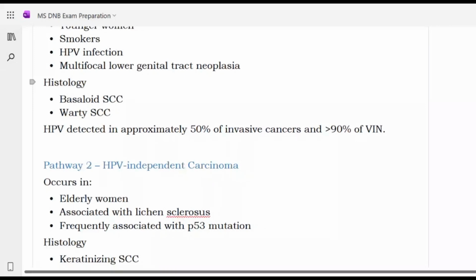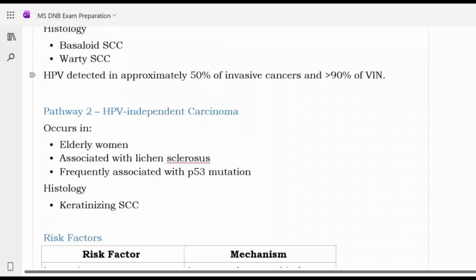Another pathway for development of carcinoma of vulva is HPV independent carcinoma. This is associated with Lichen sclerosis. It is seen in elderly women, associated with Lichen sclerosis and frequently associated with P53 mutation. This is very important. So this LS associated or HPV independent pathway is associated with P53 mutation, and histologically it is a keratinizing squamous cell carcinoma. While here it was basaloid and Warty squamous cell carcinoma when it was associated with HPV. HPV independent is a keratinizing squamous cell carcinoma.